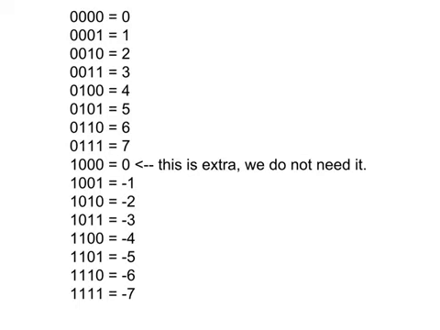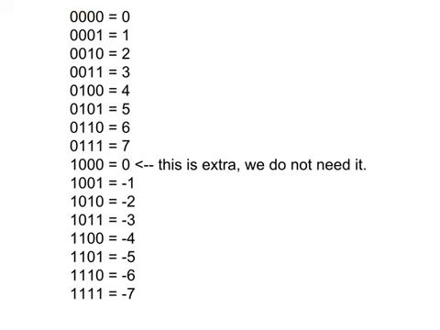Keep in mind that we will have exactly half of our values have the sign bit set to 0, and exactly half of the values have the sign bit set to 1. However, one of the values where the sign bit is set to 0 is going to be 0.